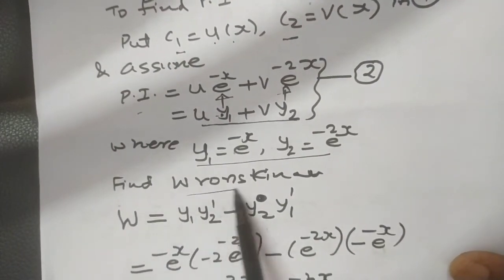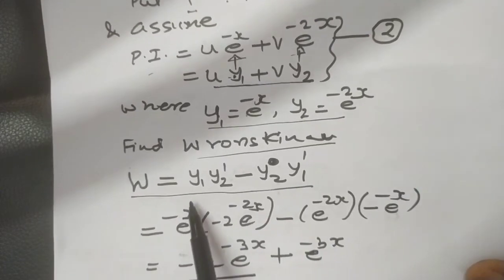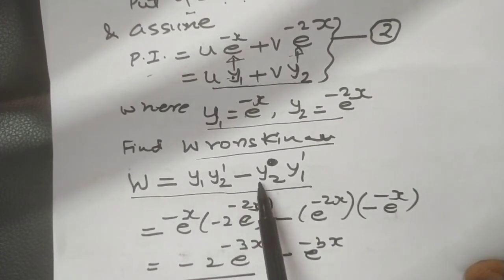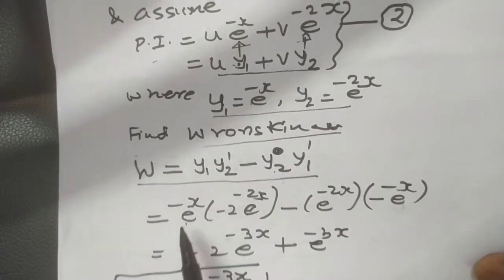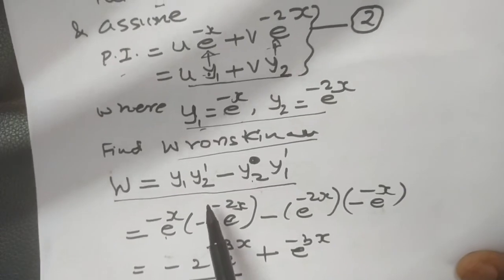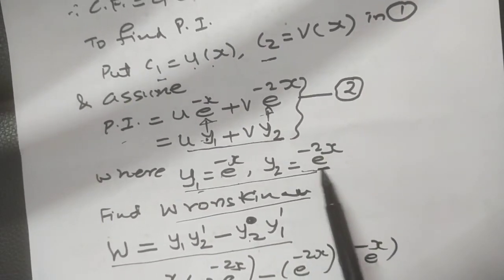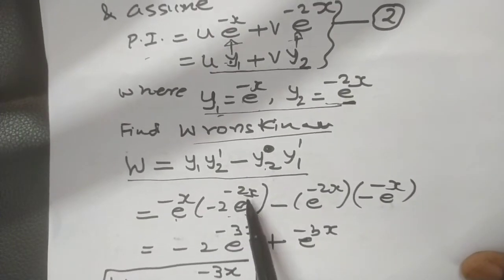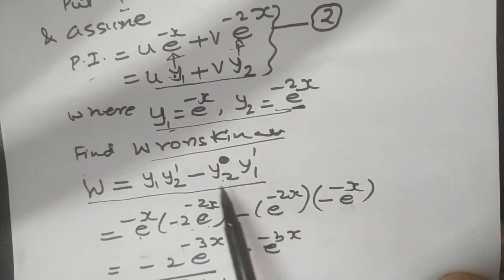Now we find the Wronskian. It is by the formula all the time. It is y1 y2 dash minus y2 y1 dash. So I put the values. Y1 is e raised to minus x. Then y2 dash, meaning the derivative of e raised to minus 2x, is minus 2 e raised to minus 2x. Then minus y2 times e raised to minus 2x.